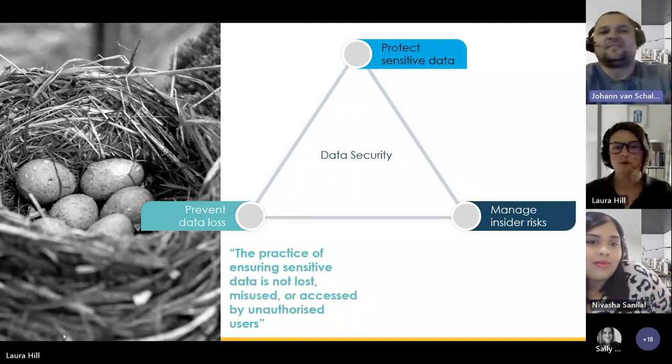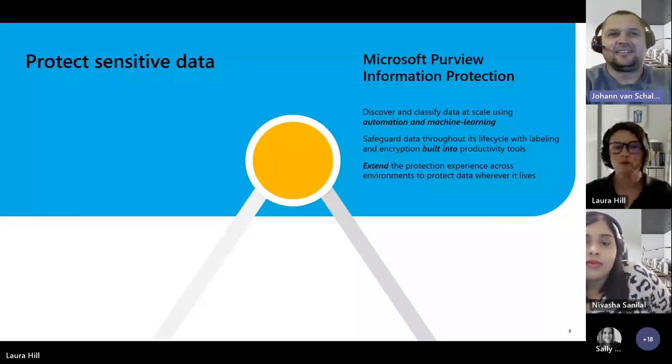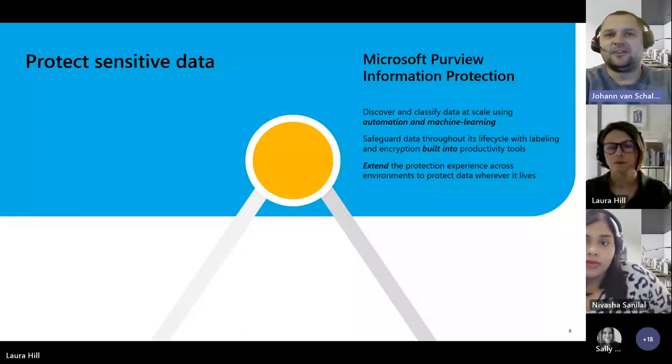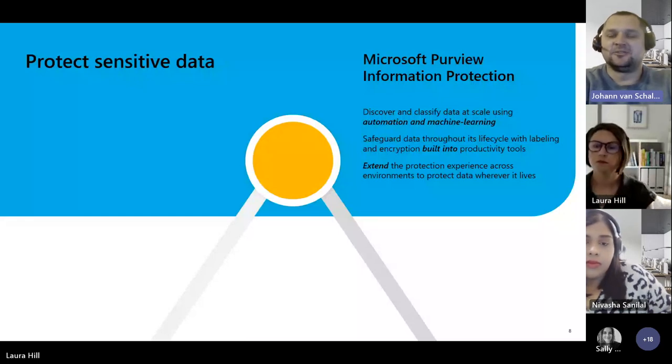Thank you, Nivasha. Looking into the Microsoft solutions that are available to protect your data, let's start with how you can use Microsoft Purview to protect your sensitive data. The tool set available is called Information Protection, and what that allows you to do is utilize built-in sensitive information types, but most importantly, develop your own sensitive information types to then protect and classify data regardless of where it is stored.